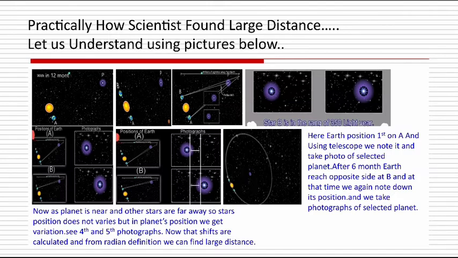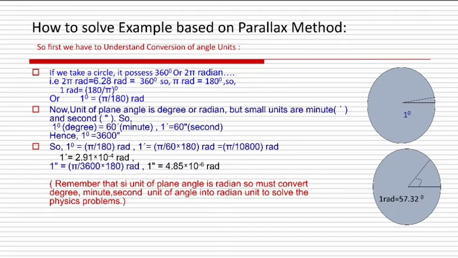Now let us understand how to solve an example based on the parallax method. First we have to understand the conversion of angle units. A circle has 360 degrees or 2 pi radians. So 2 pi radians is 6.28 radians. That means 2 pi radians is equal to 360 degrees, which is equal to 6.28 radians. So pi radians is equal to 180 degrees.